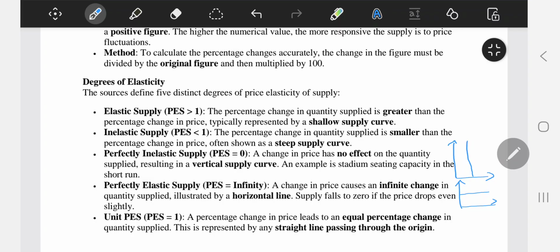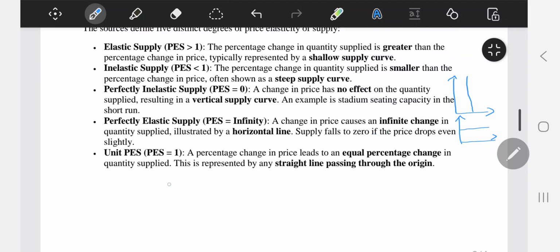And this is the most important also. When supply is unit elastic, it is when the percentage change in quantity supplied is equal to the percentage change in price. And this is represented by any straight line through the origin. So unit PES is going to be any straight line through the origin. That will have unit PES, that will also have unit PES, that will also have unit PES. So any supply curve starting from the origin will have unit PES.